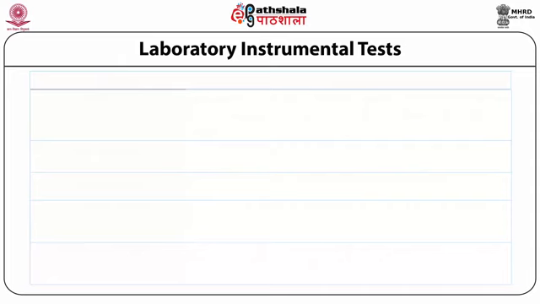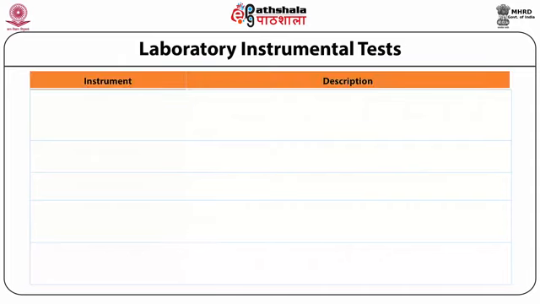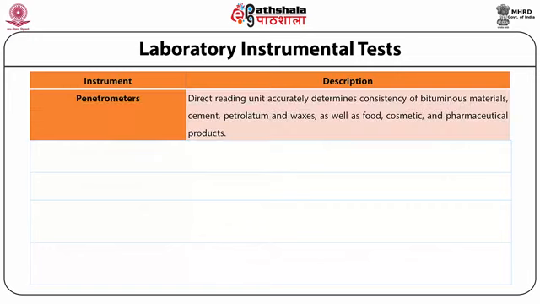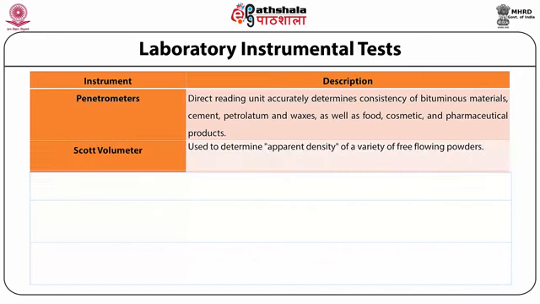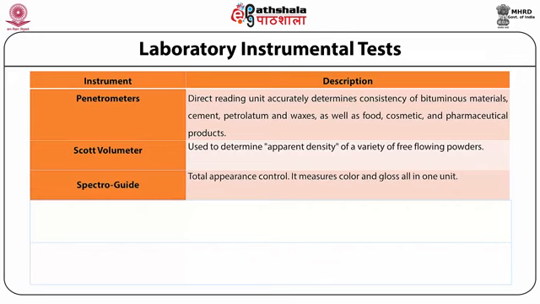Various laboratory instrumental tests are performed using different instruments. Penetrometers are used for direct reading and accurately determine the consistency of waxes, highly viscous materials, as well as food, cosmetic, and pharmaceutical products. The Scott volumeter is used to determine the apparent density of a variety of free-flowing powders. The spectral guide is used to describe total appearance control, and it measures color and gloss all in one unit.